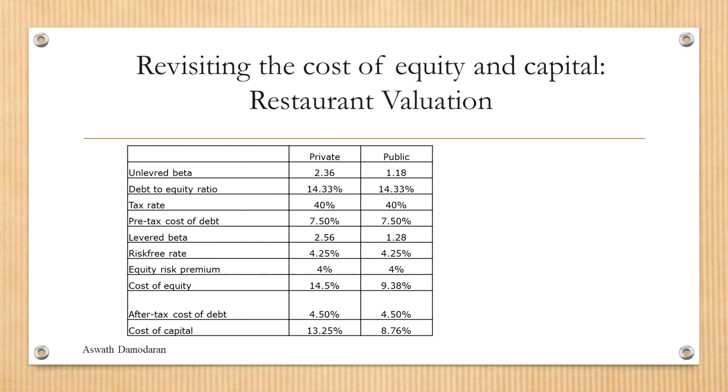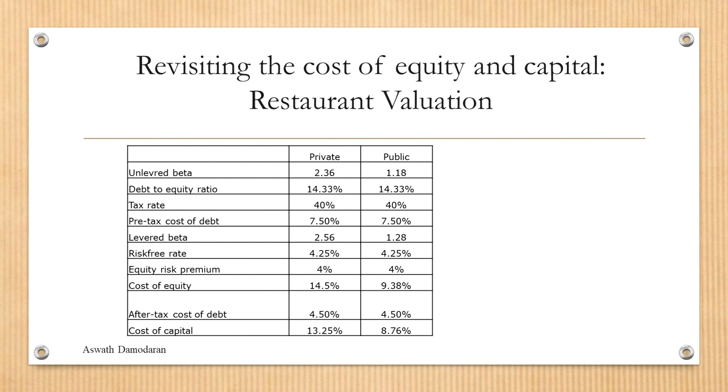So let's take a look at a key difference between two different types of transactions: private to private versus private to public. First of all, the unlevered beta will be different. For a private business, that's 2.36, but if it's sold to a public company, the unlevered beta will decline to 1.18. And the debt to equity ratio will be similar.